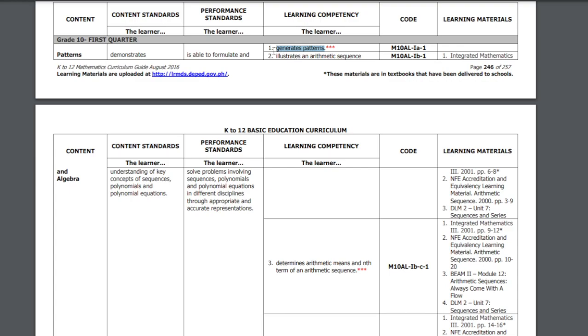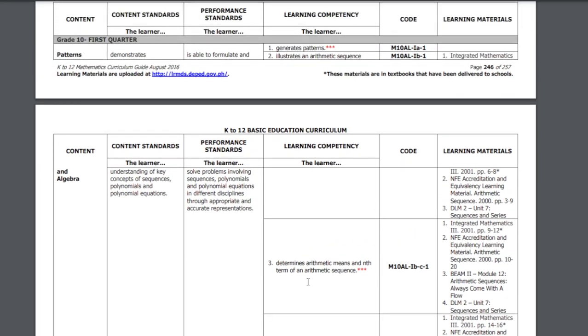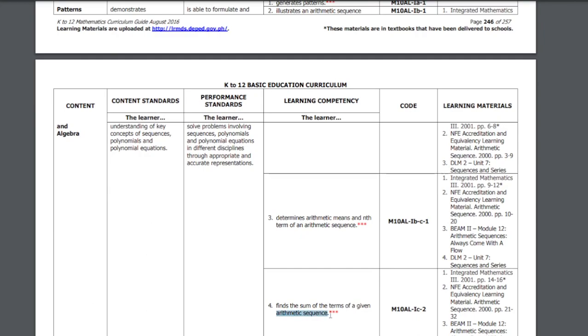And then we're going to shove it down here in arithmetic sequence where basically we are going now to put algebra in it, right? And then we're going to determine the arithmetic means and the nth term of an arithmetic sequence. This will be all clear once I get to a video of this. And we're going to find the sum of terms given an arithmetic sequence. So the general topic for all of this is the arithmetic sequence.